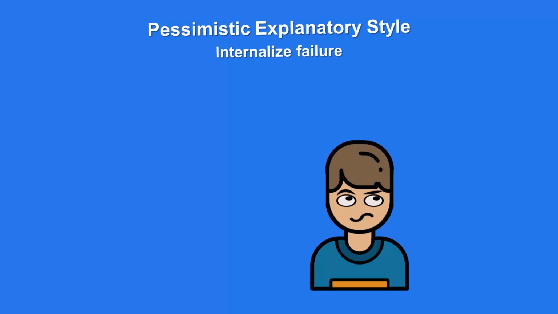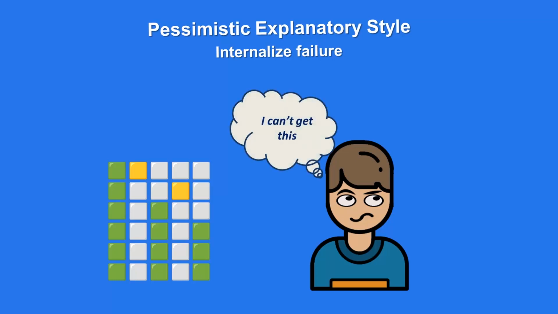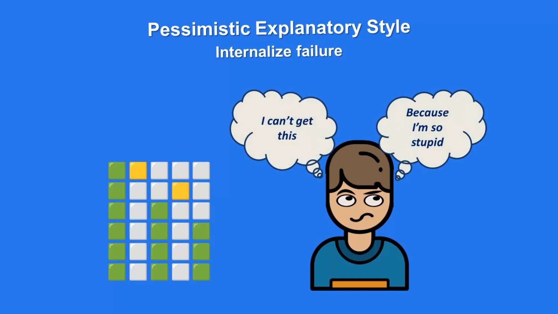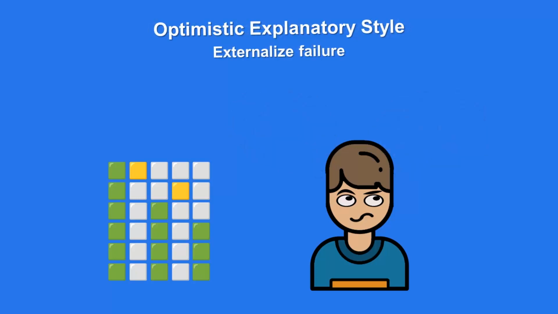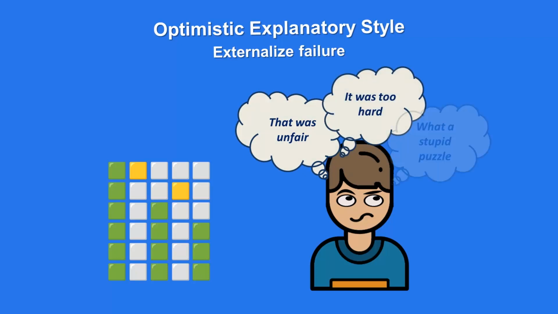So for example, we're doing Wordle, or a crossword puzzle, or Sudoku, and we're not able to solve it. With a pessimistic explanatory style, we internalize the cause of our failure and think, I can't get this because I'm so stupid. But with an optimistic explanatory style, we externalize the cause of our failure and think, that puzzle was unfair. Or it was too hard today. What a stupid puzzle.